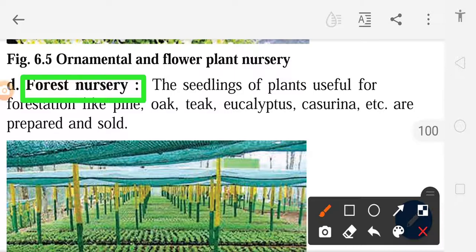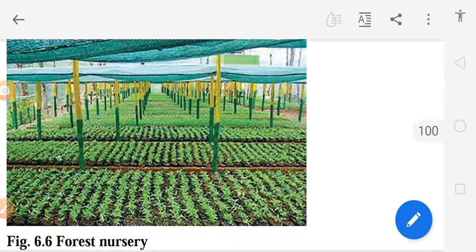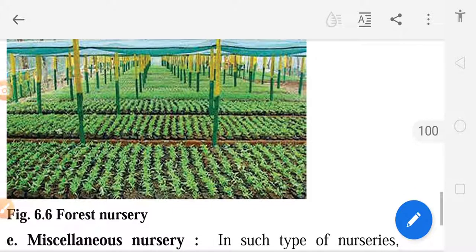Plants means seedlings are to be produced, like oak, teak, eucalyptus, and many such seedlings of forest trees that can be sold. Now this also requires much more infrastructure. Let us have a look. This is a forest nursery.